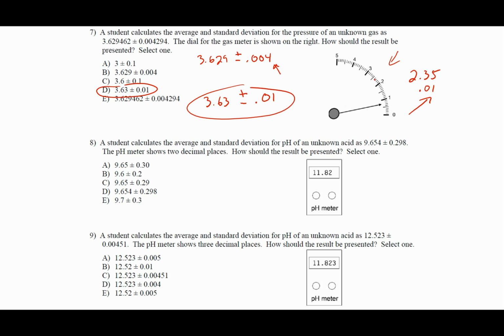Student calculates the average and standard deviation of the pH of an unknown acid as this number. The pH meter shows 2 decimal places. How should the result be presented? Okay, rule 1, does it begin with a 2? Yes, it does. So I have to keep 2. So minus 0.298. This will round up to 0.3, right? And once we have 3, we have to keep 1, so it stays as 1.